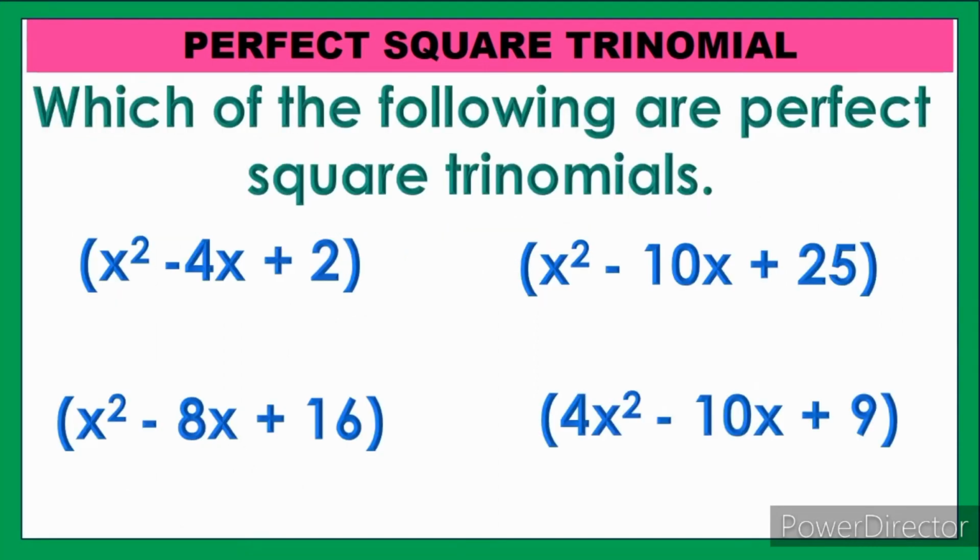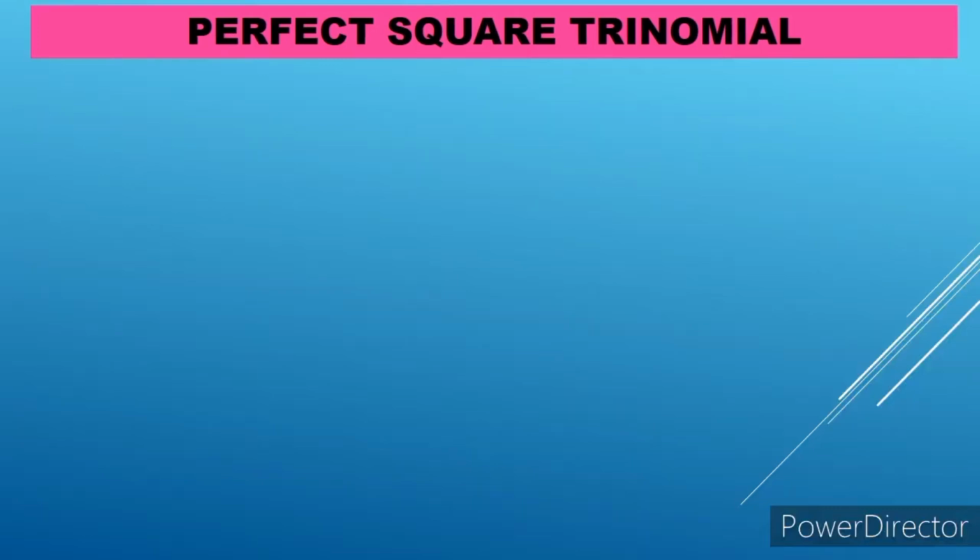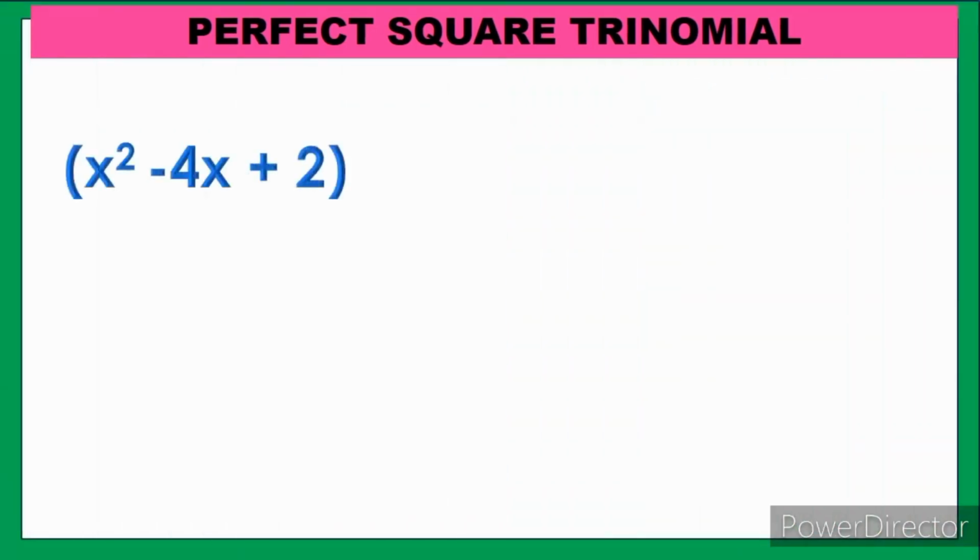Okay, to apply the factoring of perfect square trinomials, we first need to know whether our trinomial is a perfect square trinomial or not. So let us check the following trinomials, which of them are perfect square trinomials. Okay, so we have this one, x squared minus 4x plus 2. Is this a perfect square trinomial or not?